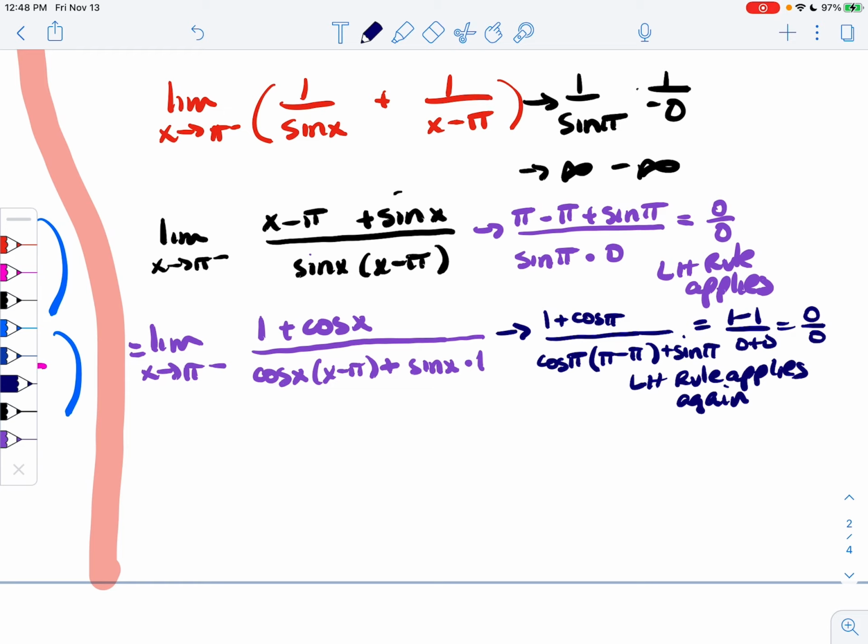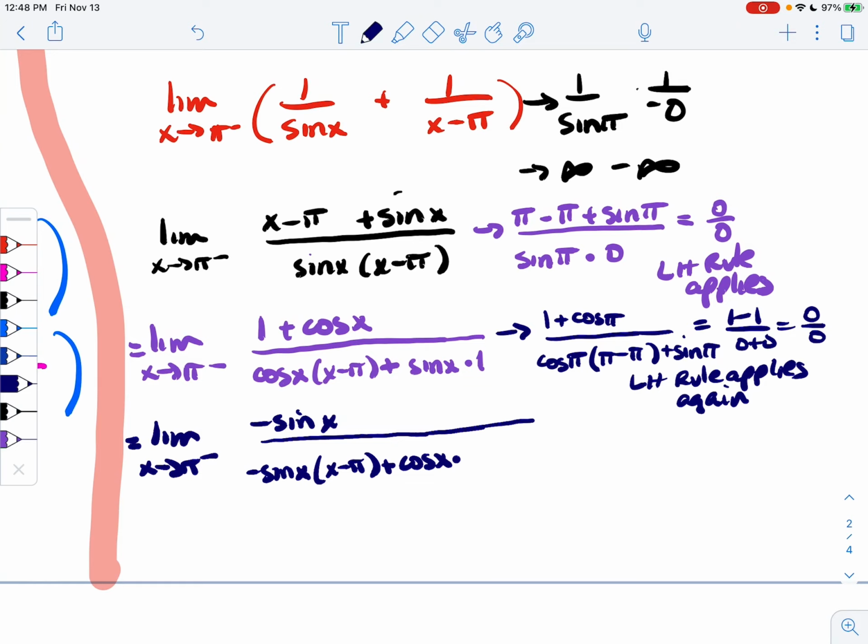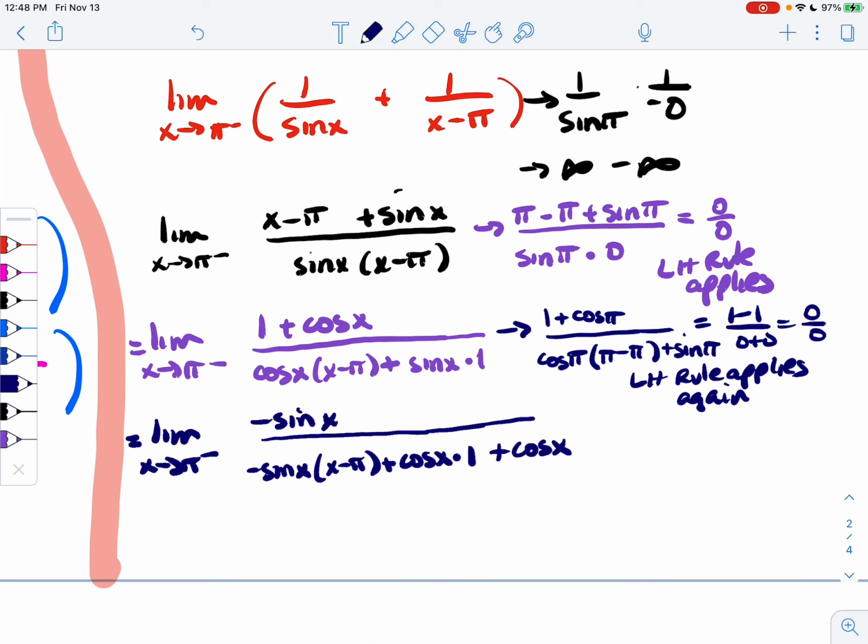So here I go with the derivative of this function, and I end up with the limit as, applying L'Hopital's rule, the derivative of the top is 1 plus negative sine, or the derivative of 1 is 0, and the derivative of cosine is minus sine. And down below, I need to do the product rule on that first term. Then the derivative of cosine is minus sine times the second plus the first times the derivative of the second. And then the second term, the derivative of sine x is cosine x.